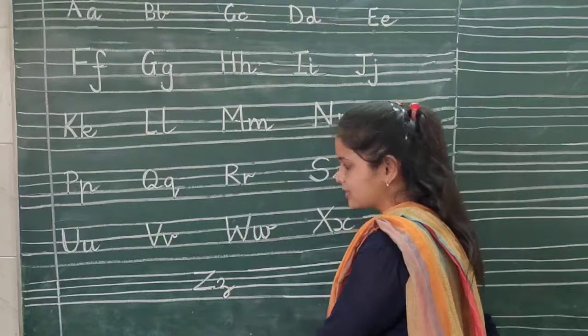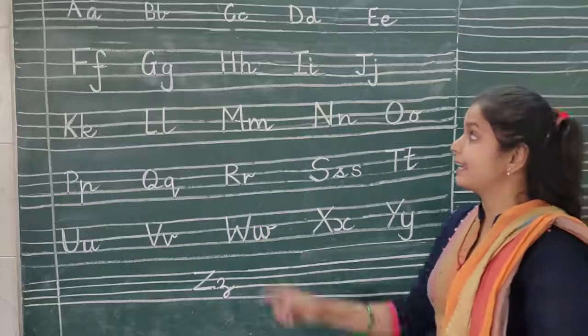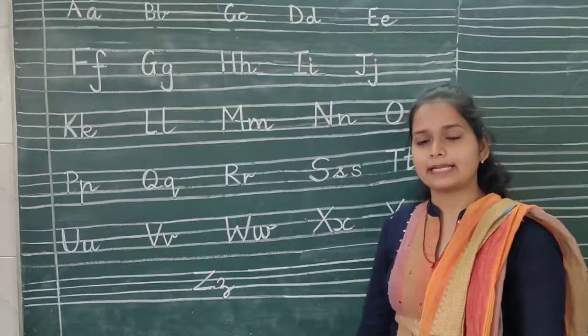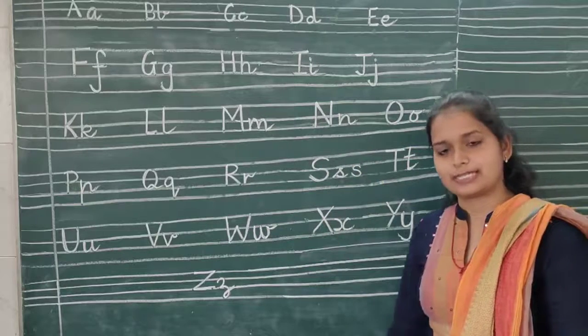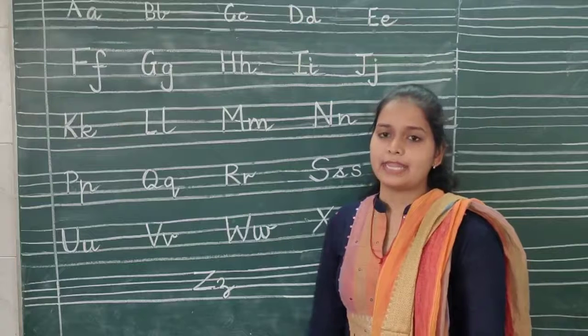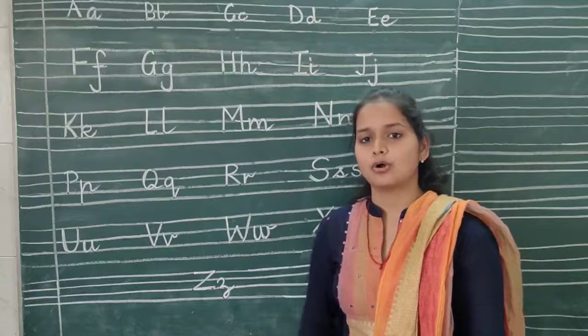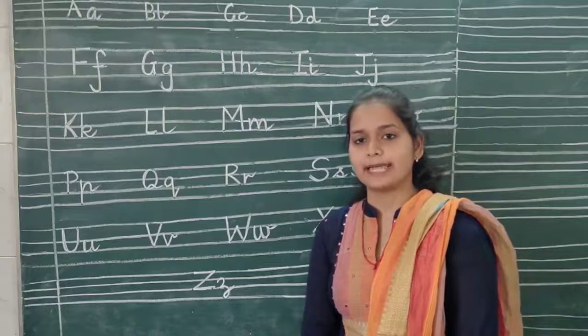Is that clear children? So I hope you all have understood how to write A to Z capital and small letters in this formation. Is that clear, children? So this is all for today, and now we will be doing our notebook work. Okay? So this you can see from your next video.